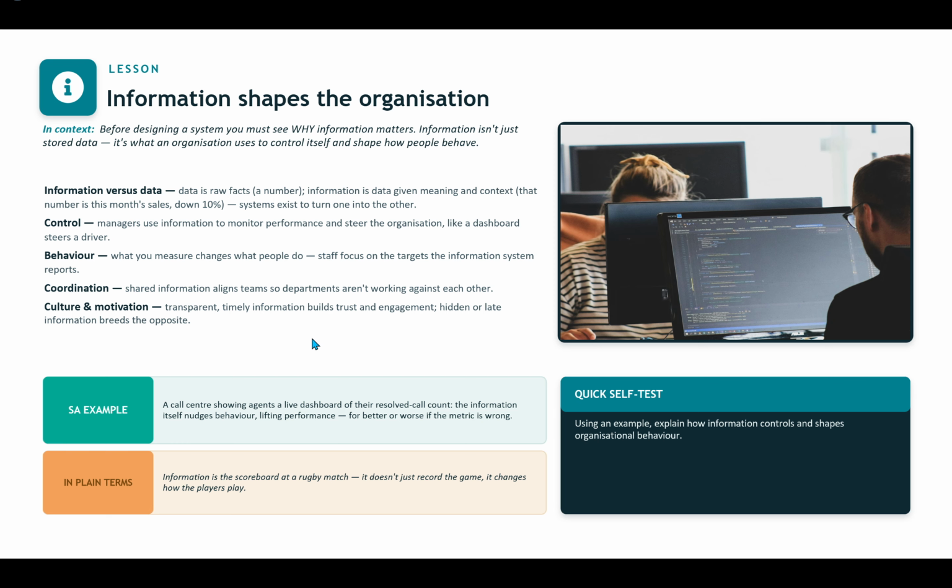For example, a call center showing agents a live dashboard of their resolved call count, the information itself nudges behavior, it lifts performance for better or worse if the metric is wrong. Okay, so obviously now you know exactly how maybe your other colleagues are behaving, how much they are able to do in a day, and you're only able to do half. That then motivates you to learn better, to be faster, to be more efficient. In plain terms, information is the scoreboard at a rugby match. It doesn't just record the game, it changes how the players play.